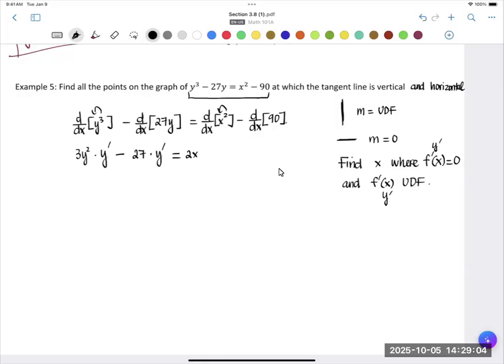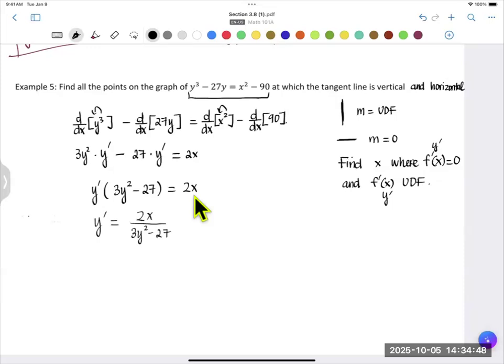So now factor out y prime: we have y prime times 3y squared minus 27 equals 2x. Now we're going to isolate for y prime: y prime equals 2x over 3y squared minus 27.